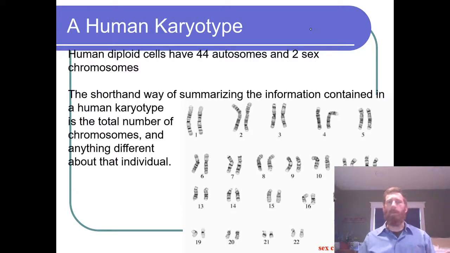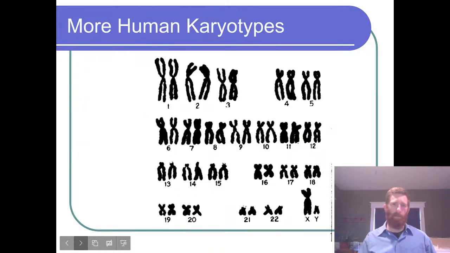And then we also came up with a shorthand way of summarizing the information contained in a karyotype. So we would start off with the number of chromosomes. A typical human karyotype has 46 chromosomes. And then we would list the sex chromosomes, so this would be X and Y. And then we would list anything else that might be different or abnormal with that karyotype. So that's a little review of the most important things.